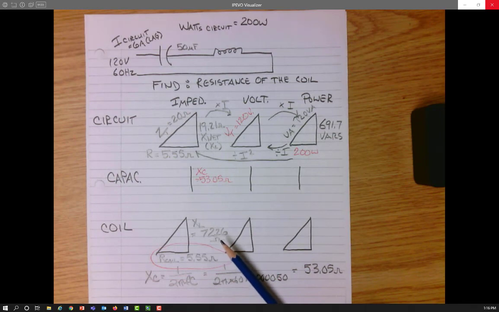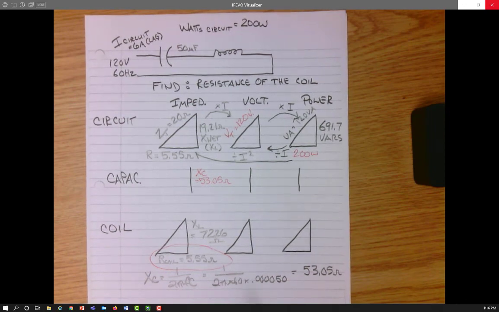So you can find the XL of the coil, you could find the Z of the coil now. There's lots of questions you can ask with a circuit like this, and hopefully the way I showed you how to do these triangles will help you solve questions like this.